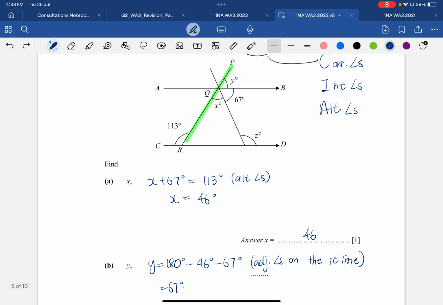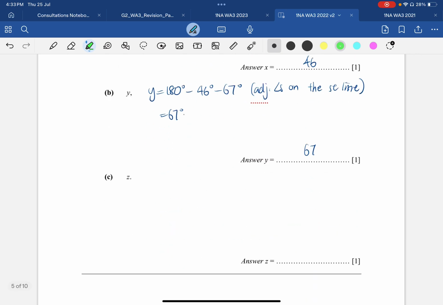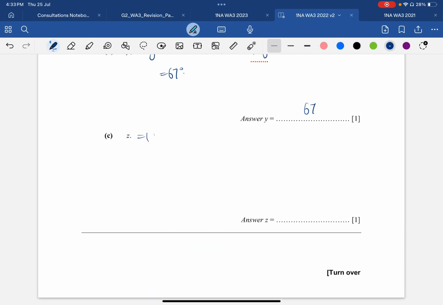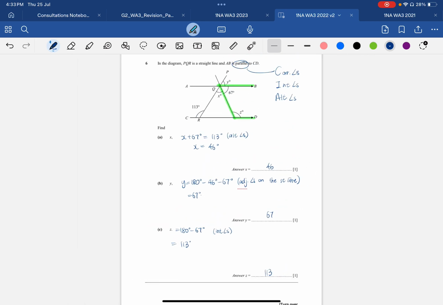Okay, lastly, to find angle Z, if you observe, angle Z is actually in between the two parallel lines. So these are our interior angles. Okay, so angle Z is 180 minus 67, which gives me 113 degrees. The property used here is interior angles. Okay, so that's it for question 6.